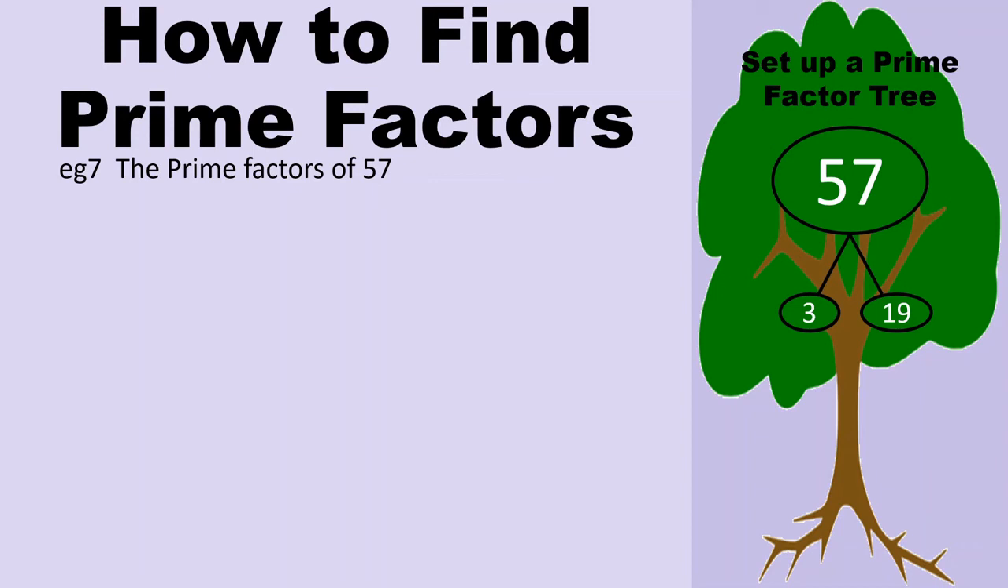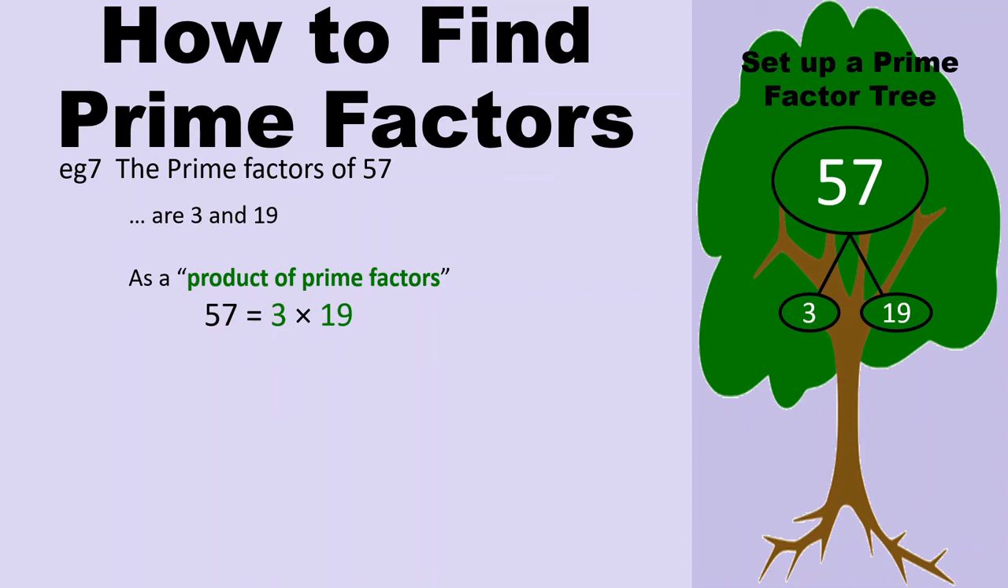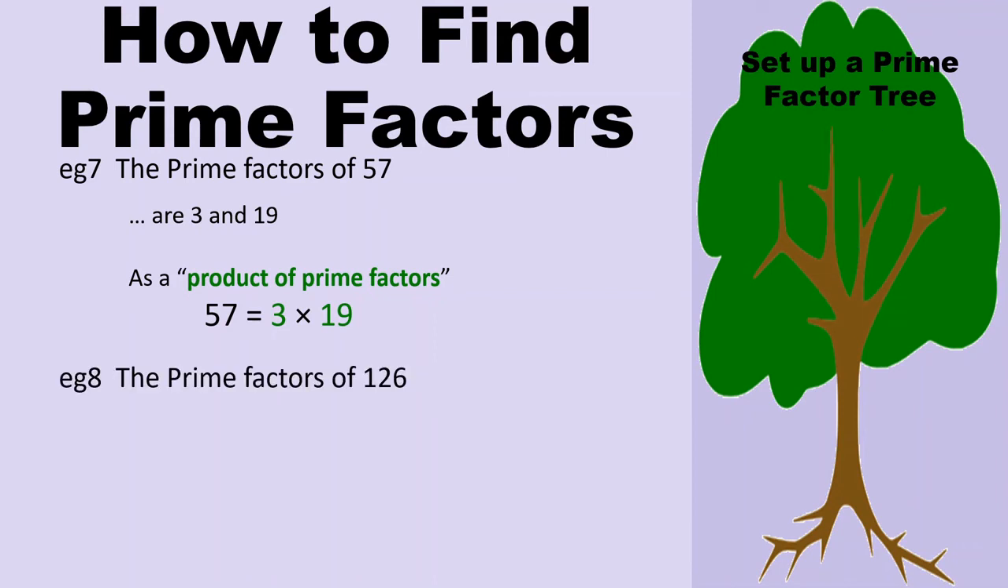So 19 is prime. So in this case, 57 is semi-prime. It's only got 1, itself and these prime factors as its factors. So 57 has factors 3 and 19 and can be written as a product of prime factors being 3 times 19. Let's try another one.